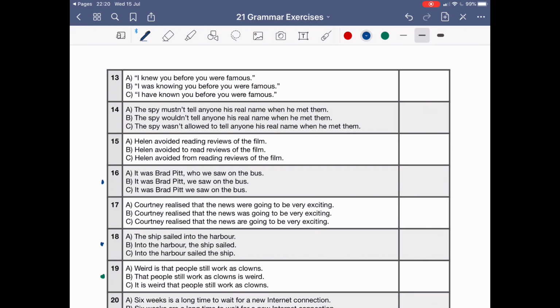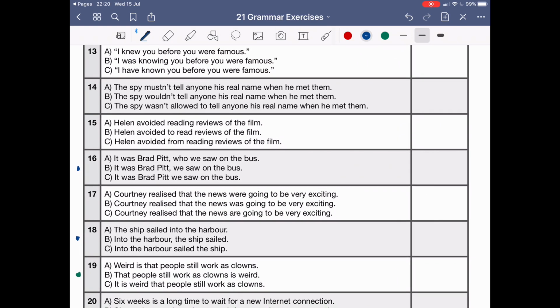Okay, 16. This one is also about commas and other things. A, it was Brad Pitt, comma, who we saw on the bus? Well, no, because of the comma. B, it was Brad Pitt, comma, we saw on the bus? Yes, again, no, because of the comma. And C, it was Brad Pitt we saw on the bus? Yes. We could also say it was Brad Pitt who we saw on the bus, but without the comma. So in this case, only C is correct.